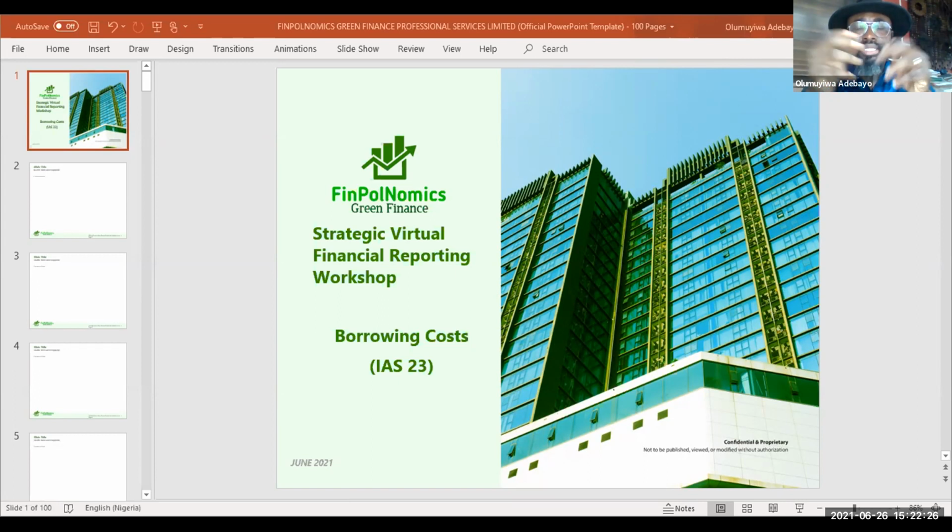When such an entity has incurred borrowing costs, and the borrowing cost relates to assets that are self-constructed or self-developed and take a substantial period of time to complete and put to use, how do we treat such borrowing costs, away from other borrowing costs that are recognized in profit or loss or in accordance with any other standard?